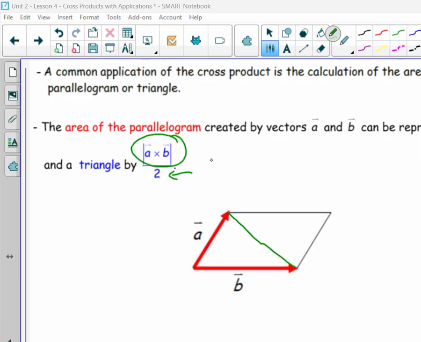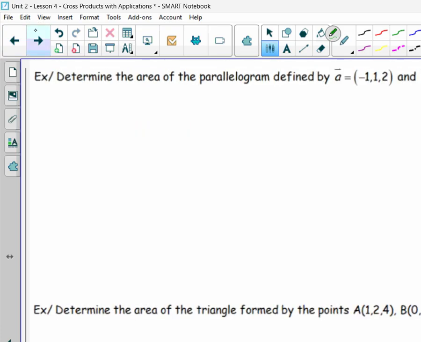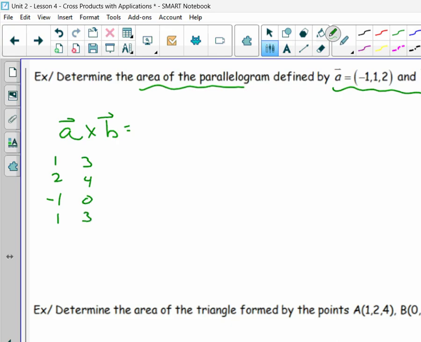Let's try one of these out. So, determine the area of the parallelogram, basic one, defined by A and B. Well, I can do that by crossing A and B. So same old things. There's no tricks to how we do this. It's just what do we use it for now. So we're going to get hopefully 4 minus 6. Hopefully no mistakes this time.